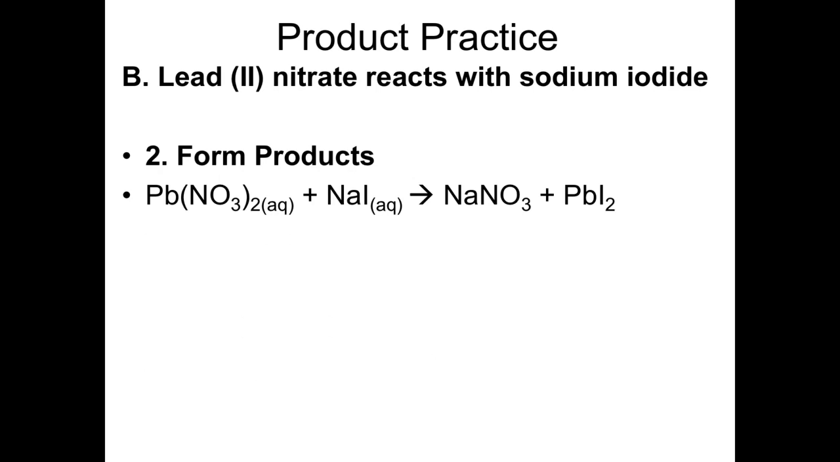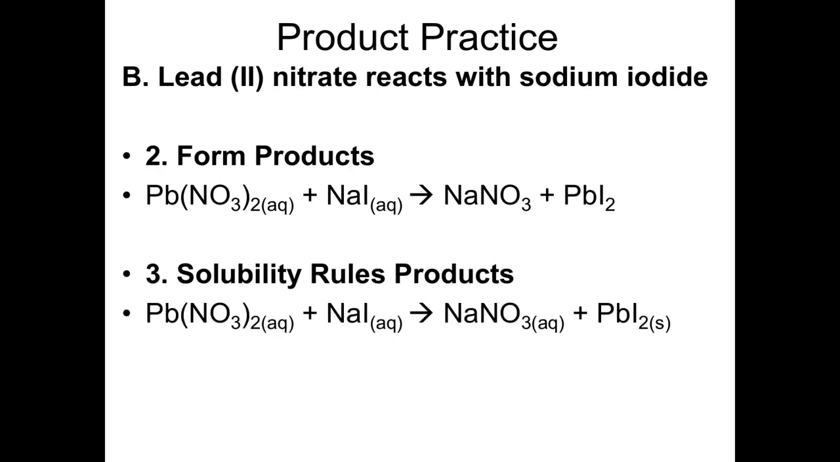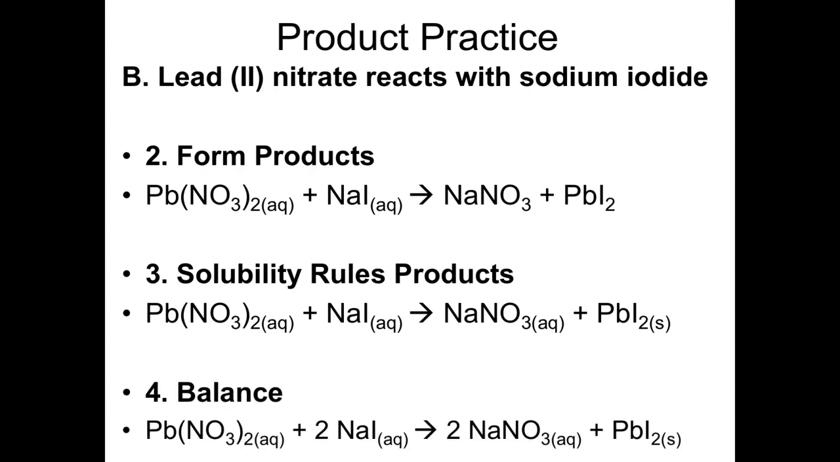Then we have the products. When you look at the solubility rules, nitrate is going to be soluble with sodium. Lead is insoluble with iodine, so we'll have aq with this one. We'll have s with this one. And then we balance. When we balance that, you're going to have a 2 in front of the NaI, a 2 in front of the NaNO3, and then that will be balanced.